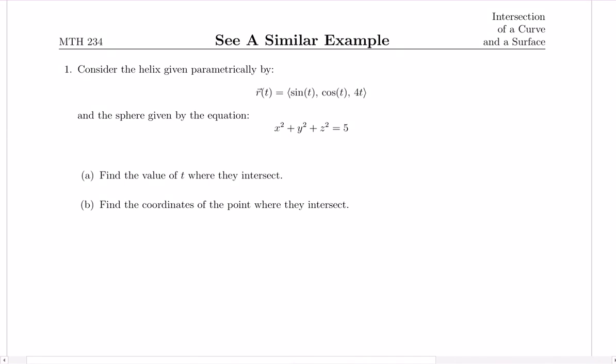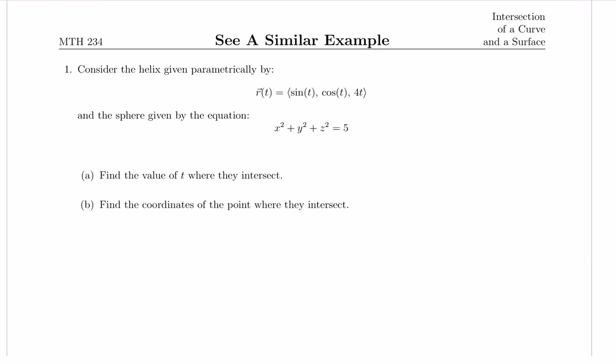In this video, we will find the intersection of a curve and a surface. Here our curve is a helix, given by this vector equation, and the surface is a sphere, given by the standard equation x squared plus y squared plus z squared equals a constant. And so we are to find where they intersect.